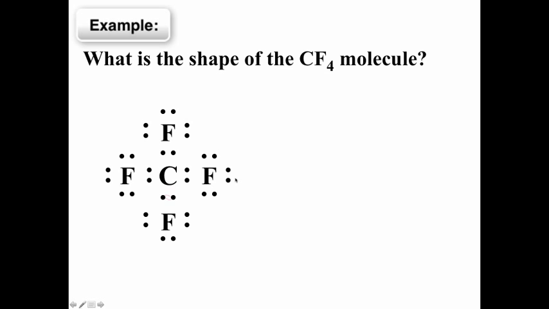Now, once you've drawn the Lewis dot structure, you need to look at how many electron groups there are around the central atom. Note, we're only picking the electron groups that are around the central atom, carbon. We're not worrying about electron groups that are farther outside on these fluorines, for example, because these are not attached to anything, but the fluorine is attached to the carbon.